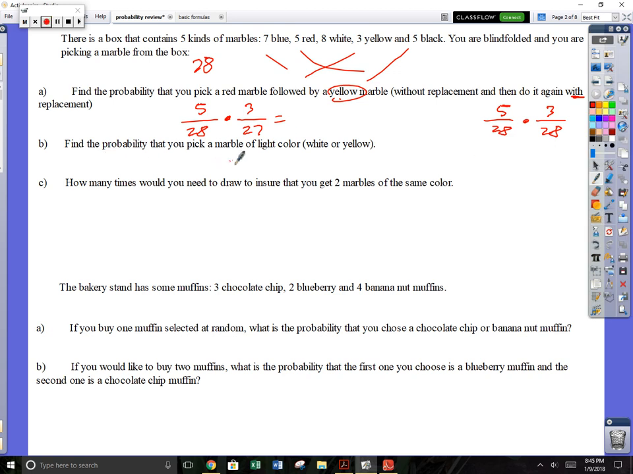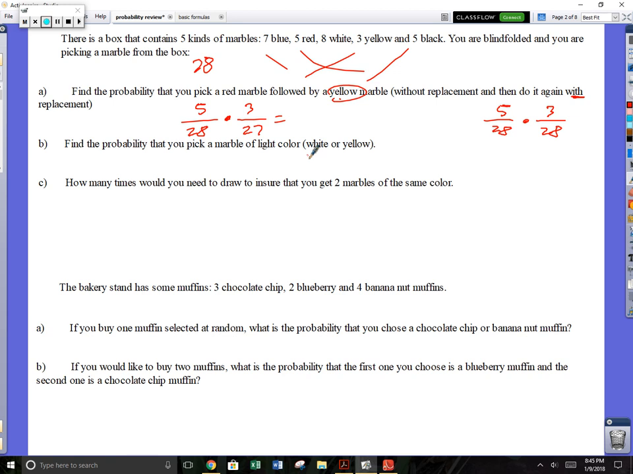Find the chances that you pick a marble of light color, so either white shade or yellow shade. So this one is only 1 event. You're only drawing once. So you win if it's white. And there are 8 whites, so 8 out of the 28 are winners. But so are the yellows, which are 3 out of the 28. So I'm going to take my 8 chances plus my 3 chances, and I have a total of 11 chances out of 28 of winning.